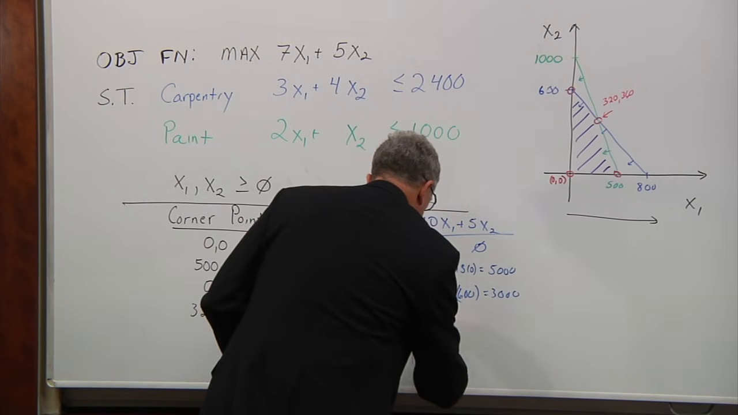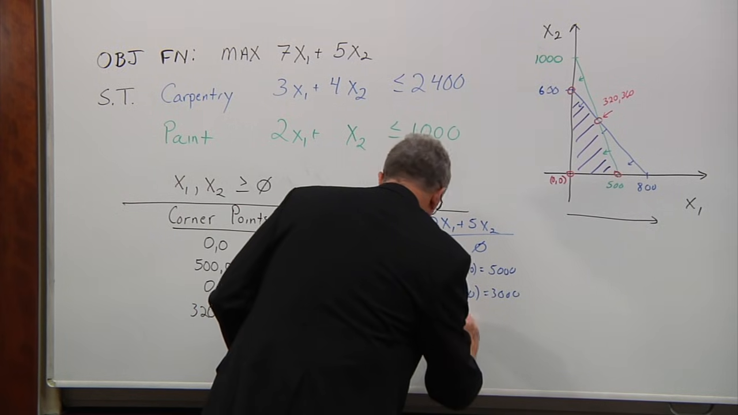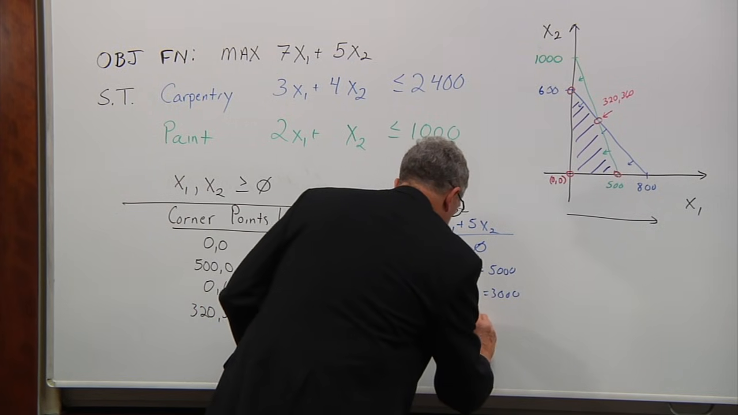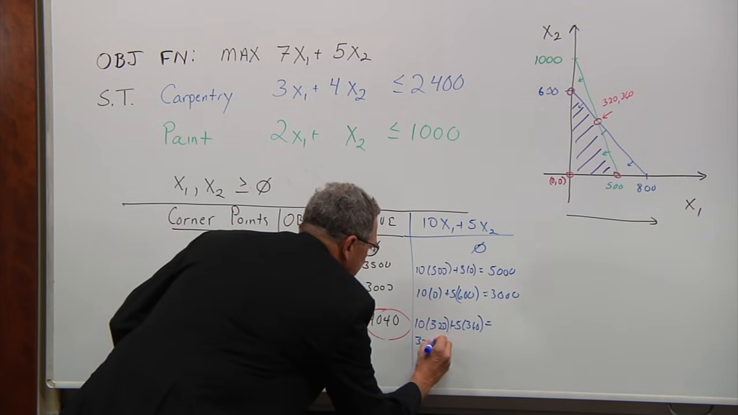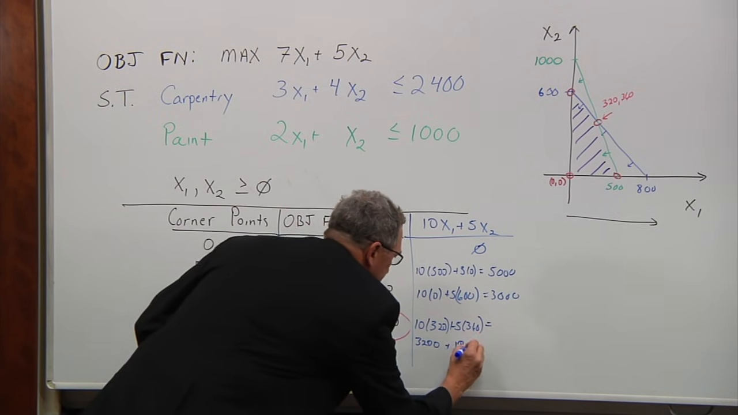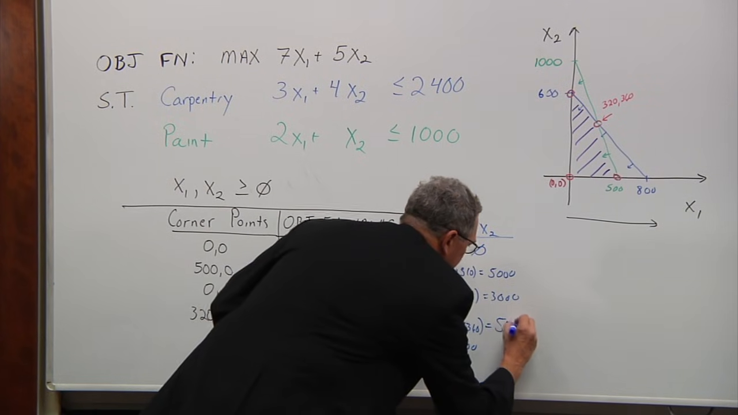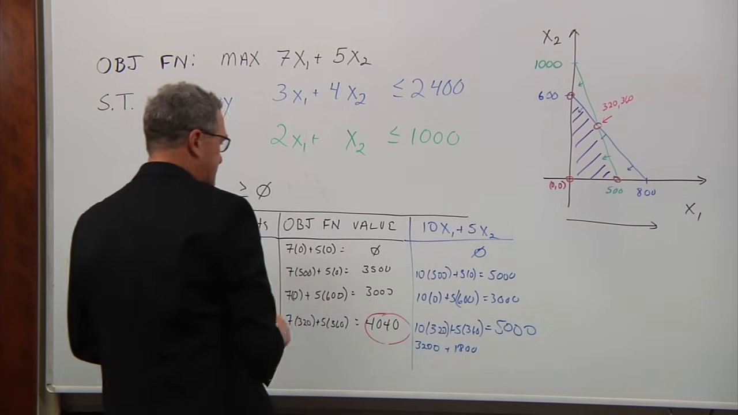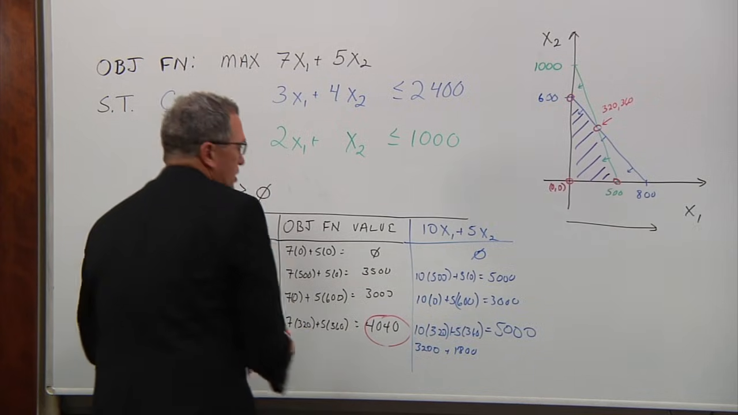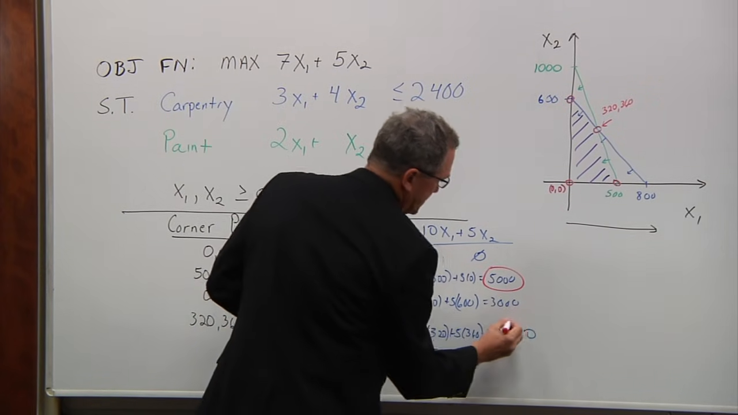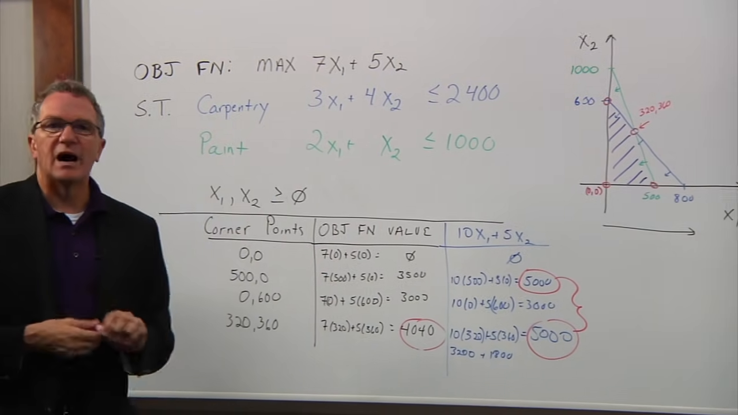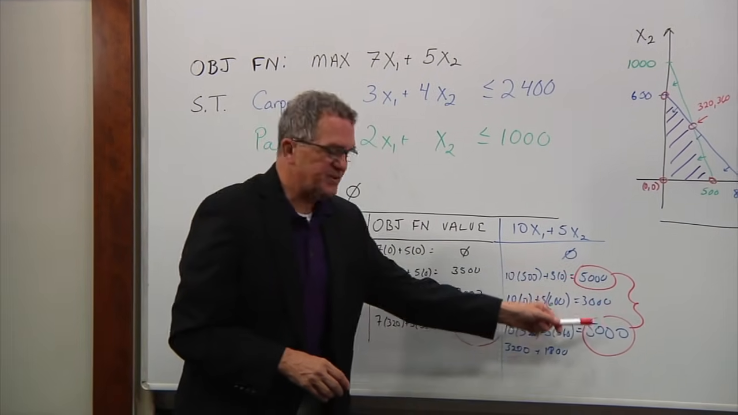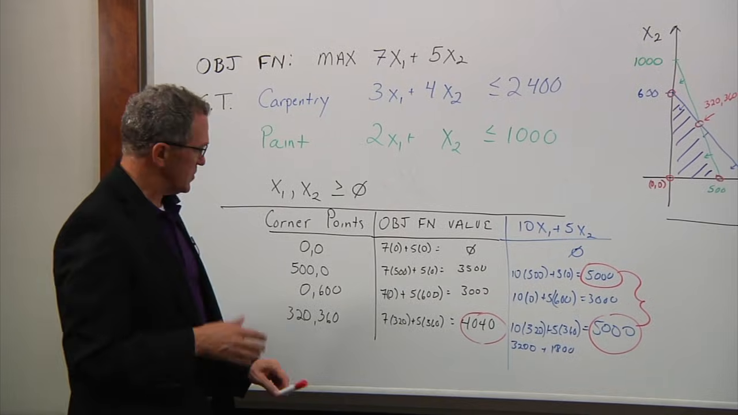10 times 320 is 3,200 plus 5 times 360, which is 1,800. So this is going to be 3,200 plus 1,800, and that adds up to $5,000. Now you can see we would make 5,000 here, 5,000 here. We now have multiple optimal solutions. We have an indifference point here.